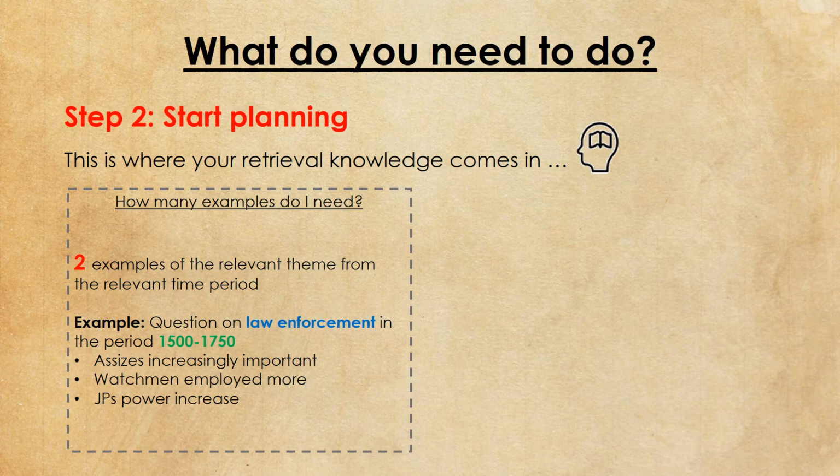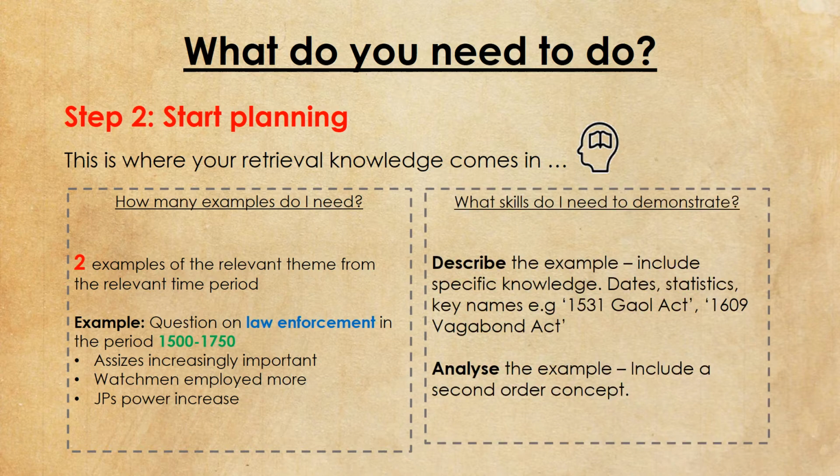So if we take a look at an example question, say the question was on law enforcement in the period 1500 to 1750. Now, we know from our revision that that's the early modern period. So what examples can we retrieve from our long-term memory of law enforcement in the early modern period? Well, we know that assizes, which is a type of court, became increasingly more important during this time period. We know that watchmen were employed more in towns and cities, and we know that justices of peace, or JPs, increased in power as the role of the sheriff declined.